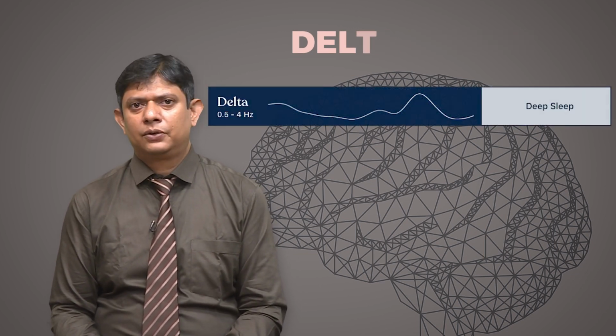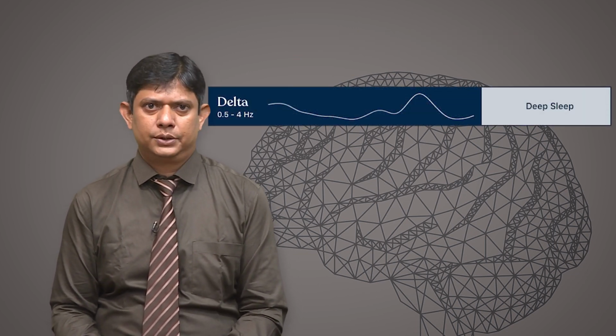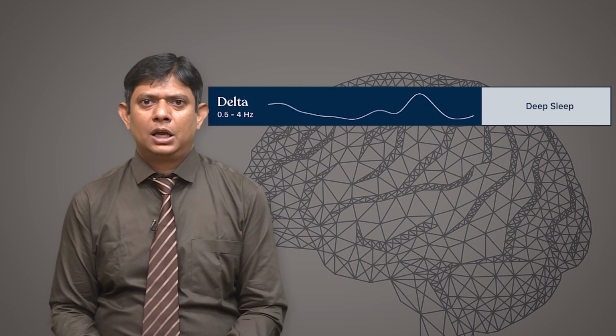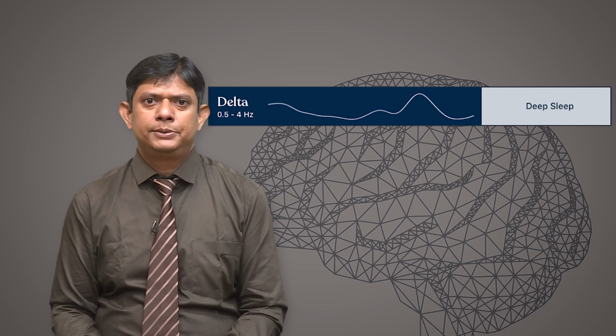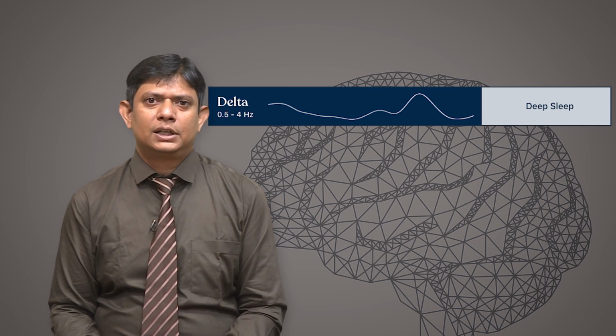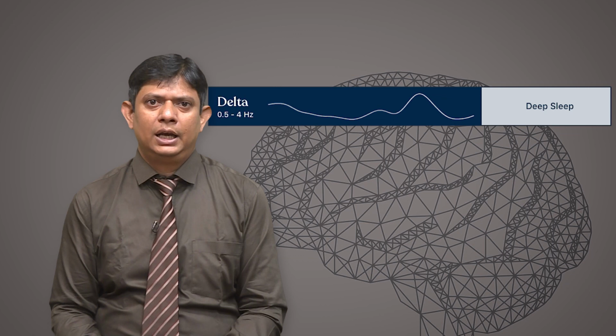The next wave is the delta wave. Its frequency ranges from 0.5 to 4 hertz. Delta waves are primarily seen during deep sleep stages, including slow wave sleep. They reflect a state of unconsciousness and restorative rest. Delta waves are most prominent during sleep, when the body and mind undergo essential repair and relaxation processes.